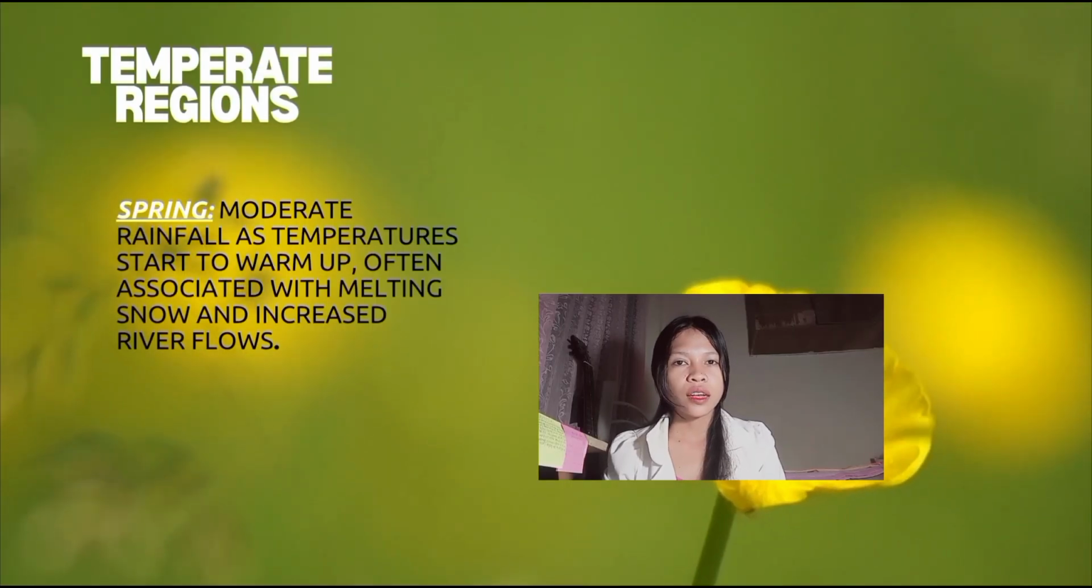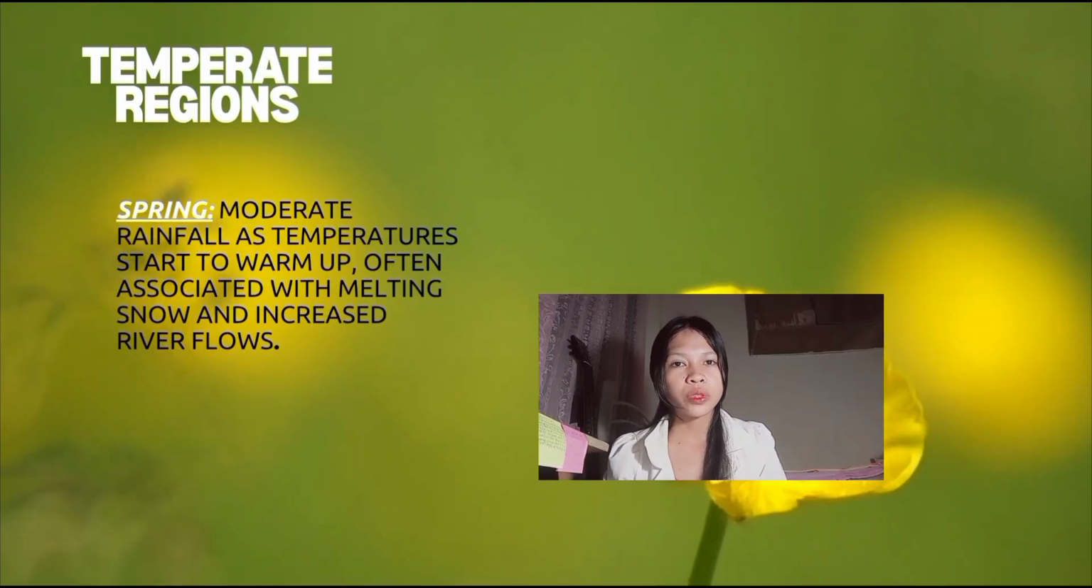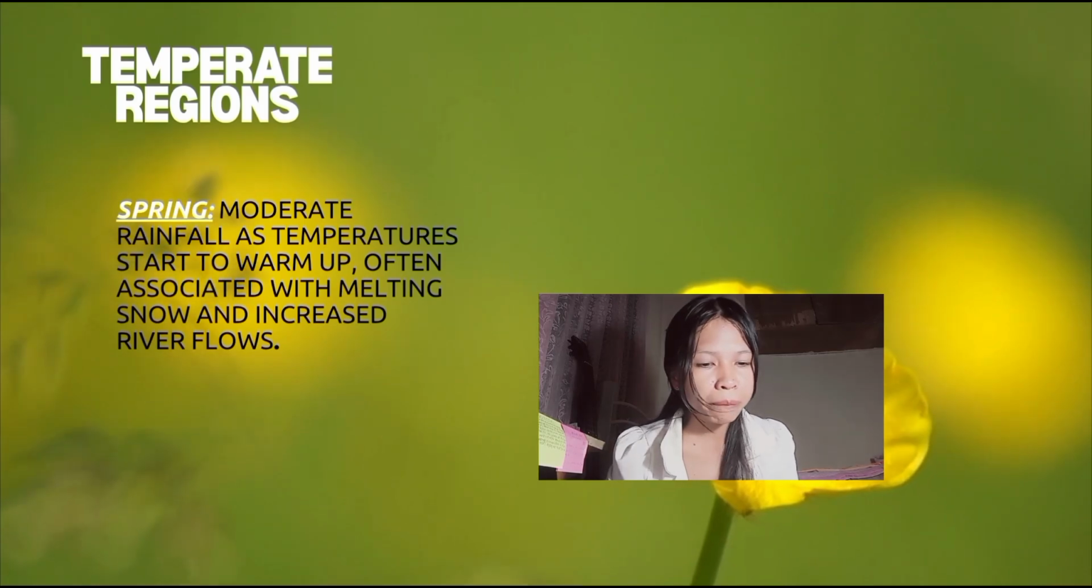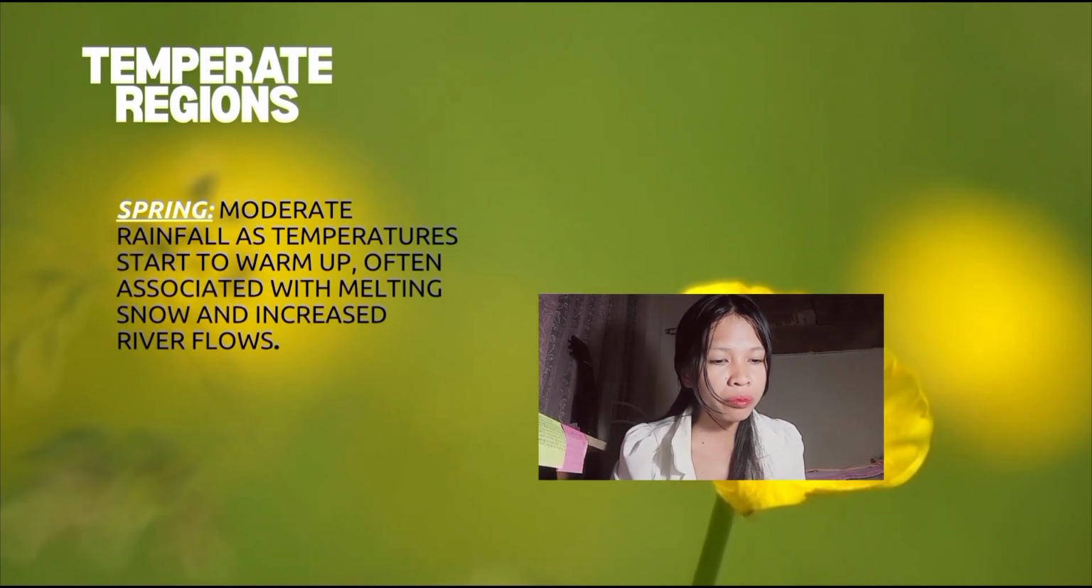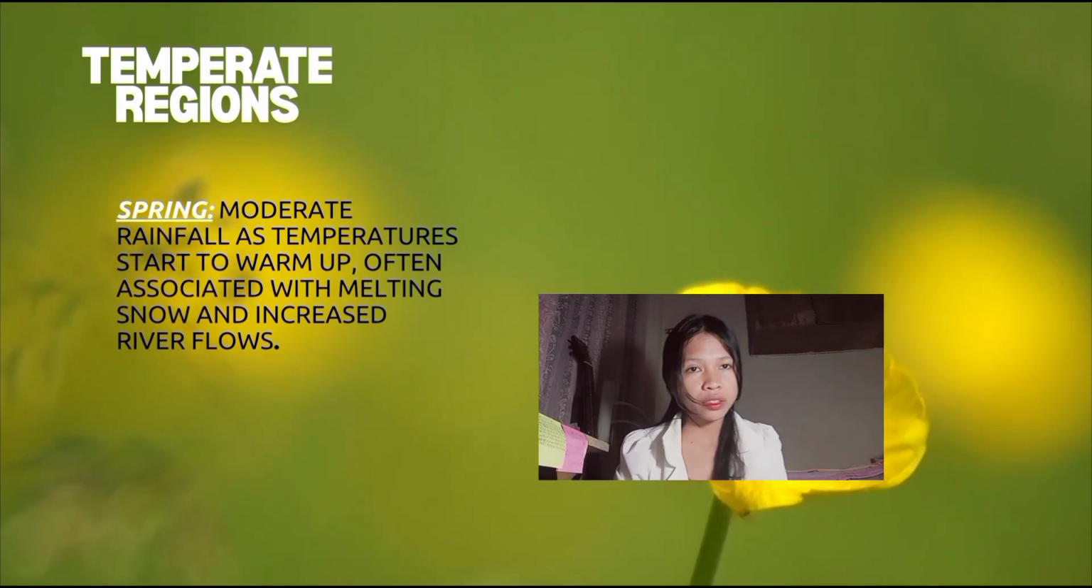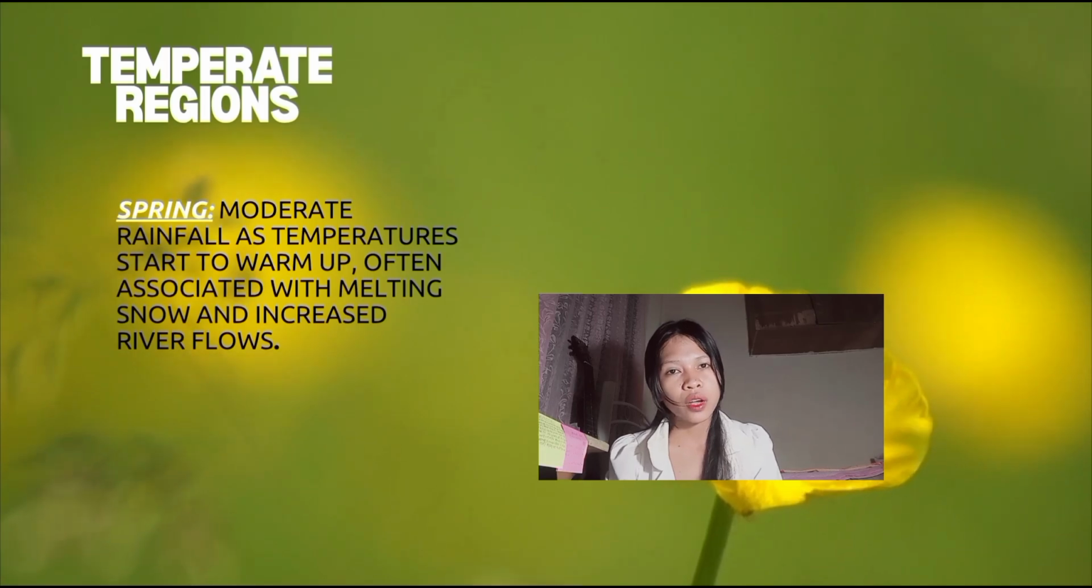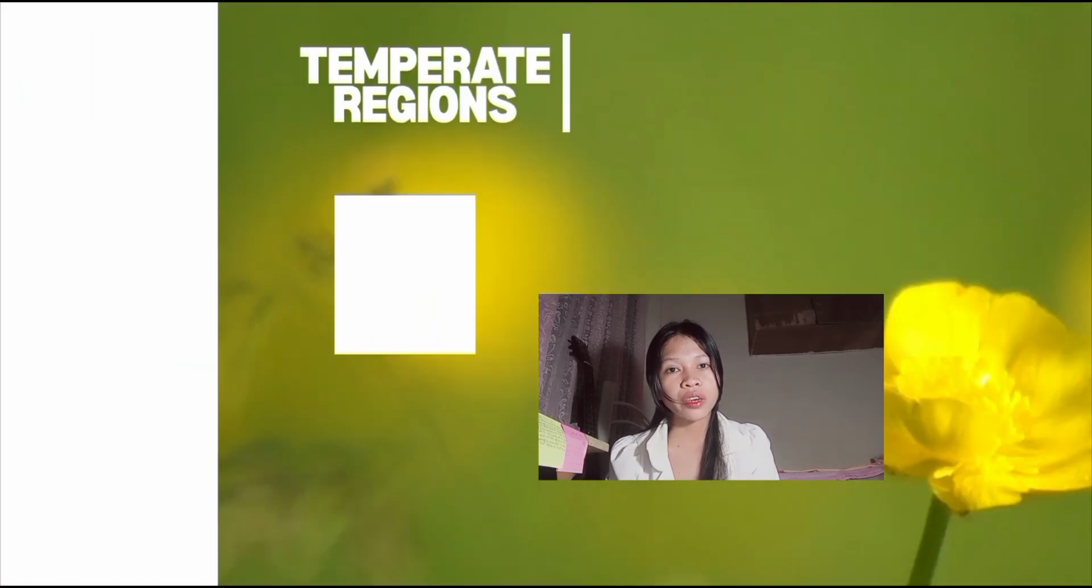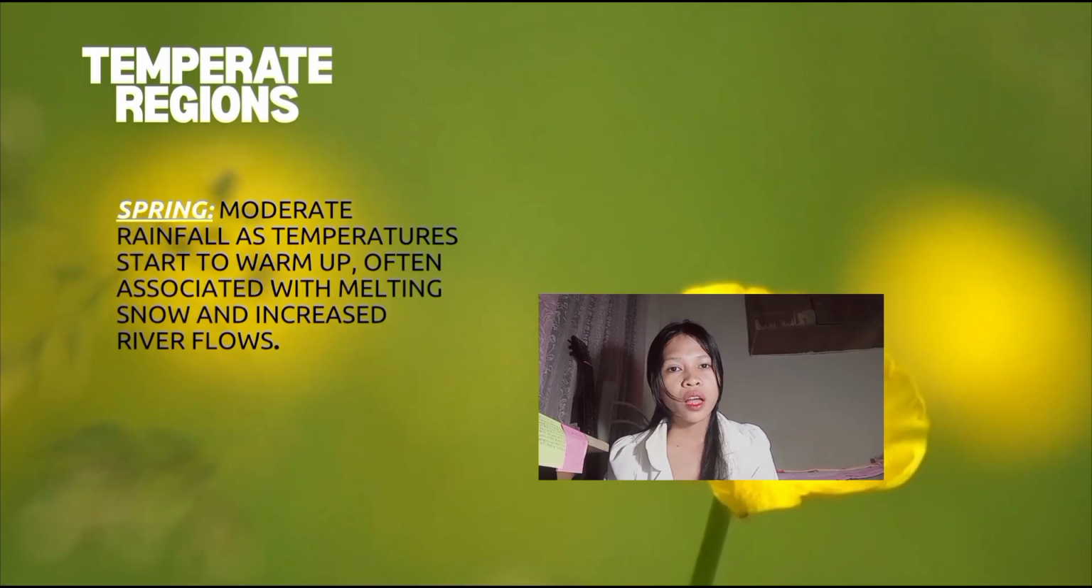So the next slide is the temperate regions. When we say temperate regions, these are the areas that experience moderate temperatures. So we have the spring. Spring, moderate rainfall as temperatures start to warm up. It is often associated with melting snow and increased river flows.